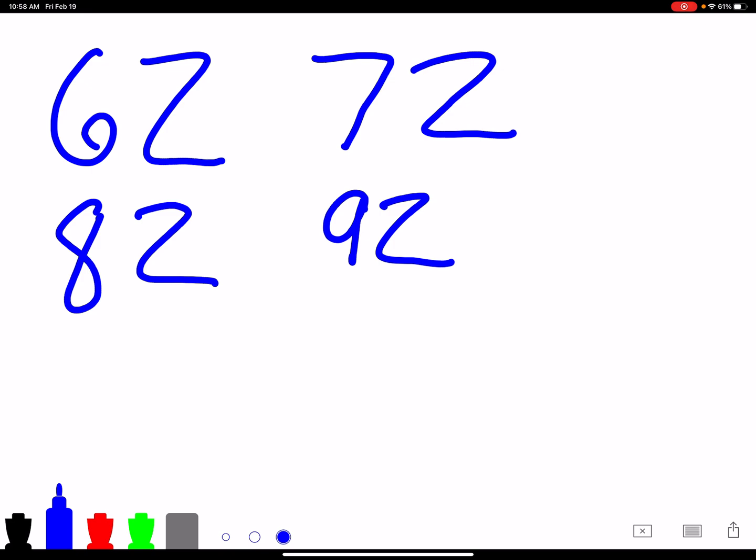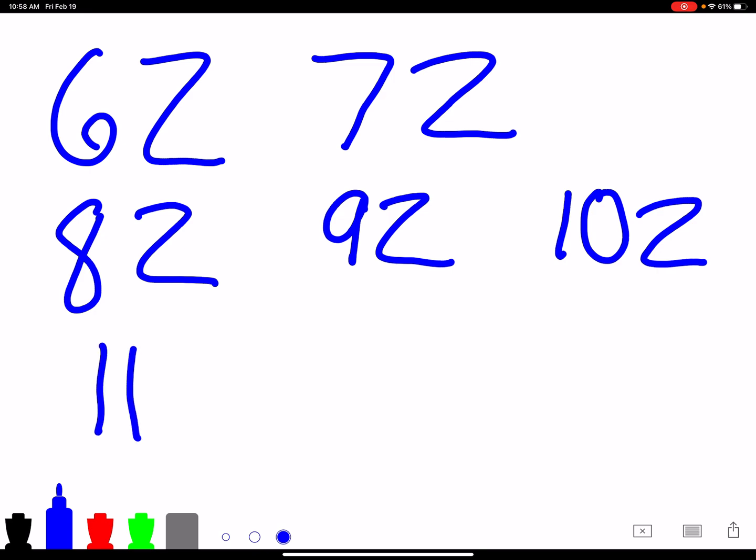And then what do you think is going to be after 92? The 2's still going to be there, but if we count by 1, 0, 1, 2, 3, 4, 5, 6, 7, 8, 9, 10. So it'll be 102. And then it will be 112. Okay. So we've been practicing counting by tens, but we've always started on 60, 70, 80, 90, but now it's a little different.